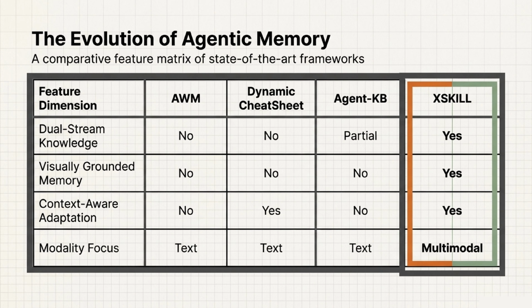If we look at the evolution of agentic memory, XSKILL is clearly setting a new standard. Compared to state-of-the-art frameworks like AWM, Dynamic Cheat Sheet, and Agent KB, XSKILL is the only one that checks all the critical boxes. It's the only framework featuring dual-stream knowledge, visually grounded memory, and context-aware adaptation, and the only one with a true multimodal focus rather than just relying on text logs.